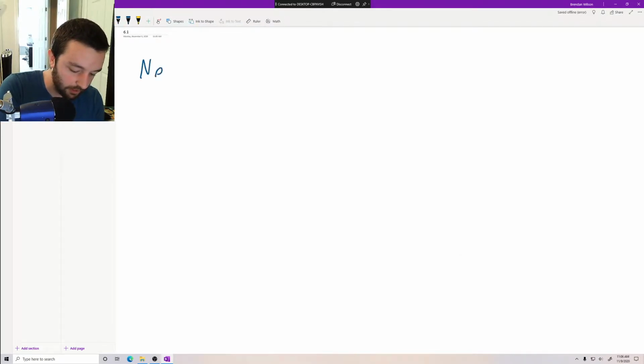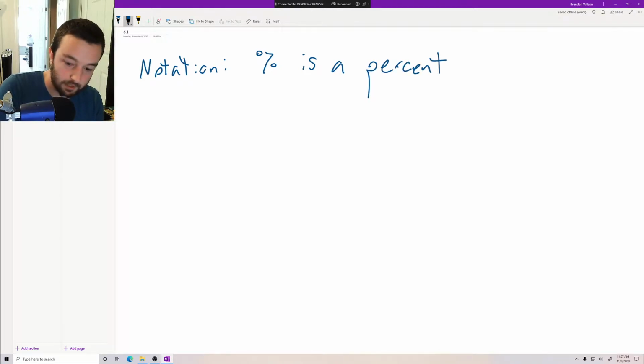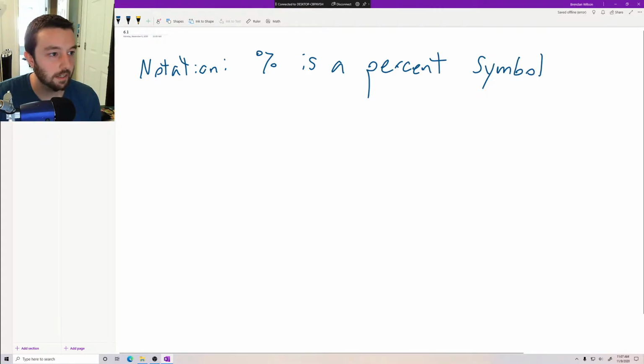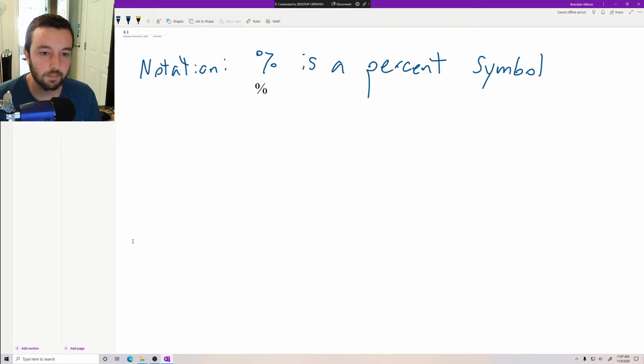Okay. So first of all, the notation here is this, right? This is a percent symbol. If you see that typed, it's usually if you press Shift 5. That's how you get it. Let me increase the size here. So it looks something like this, right? It kind of looks like a 0 divided by 0 kind of symbol.